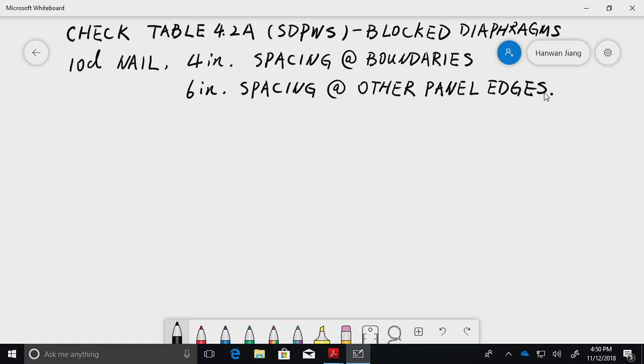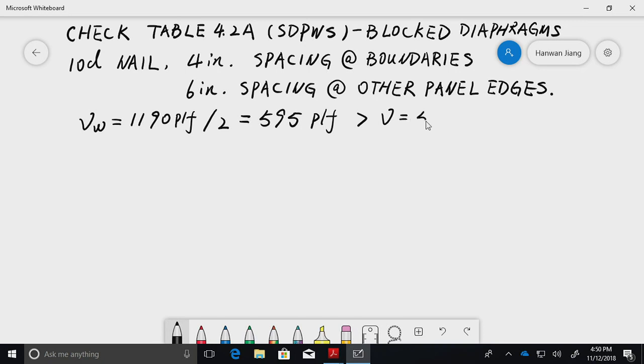So the allowable unit shear would be 1190 PLF divided by 2, which is equal to 595 pounds per linear foot. Make sure it's greater than the applied unit shear. Okay, so we're good.